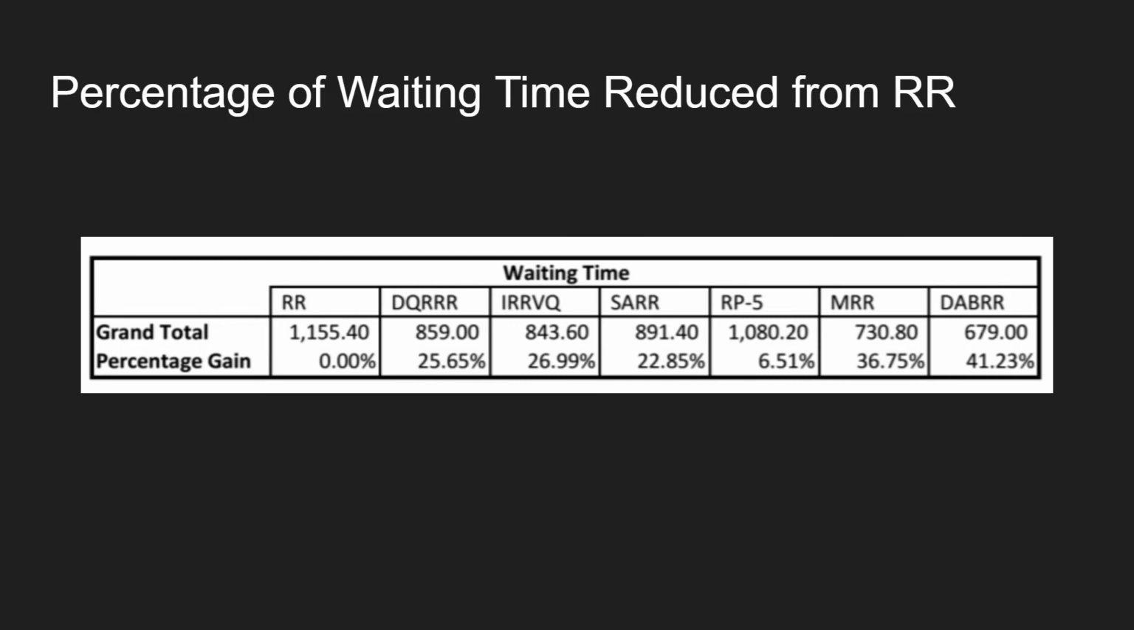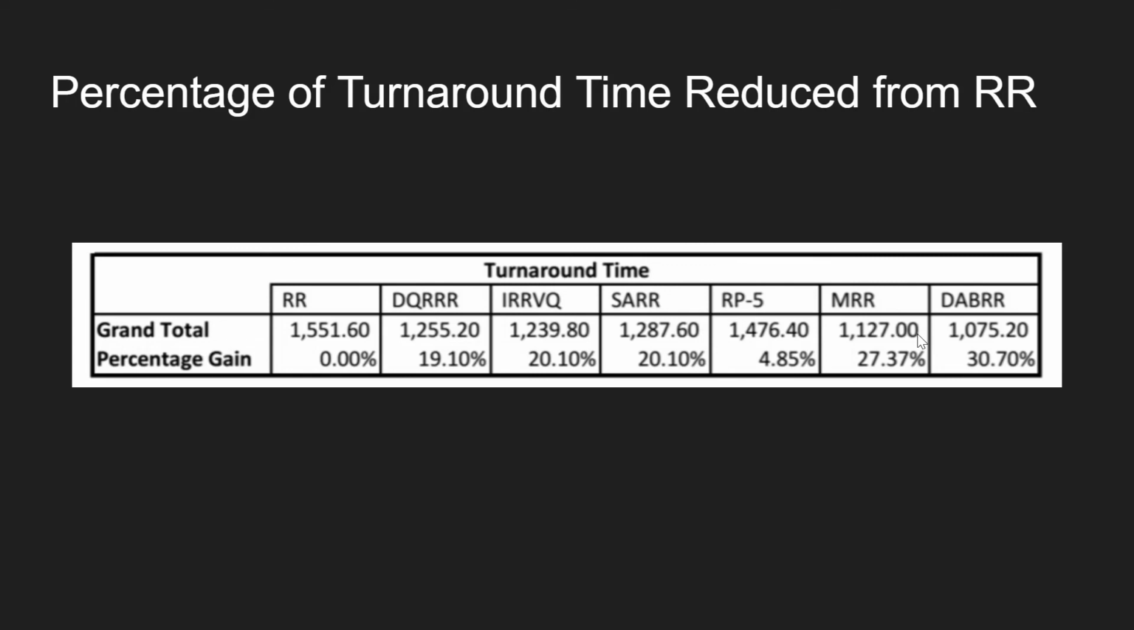Furthermore, this paper was interesting in that it gave a percentage of waiting time and turnaround time reduced from generic round robin. I thought that was quite interesting to note. DABR here in this case has a 41.23% reduced wait time compared to generic round robin, and as you can see, compared with the other algorithms here, it has the greatest percentage reduced from generic round robin, inherently making it the best out of all the algorithms compared, at least for those processes that were tested.